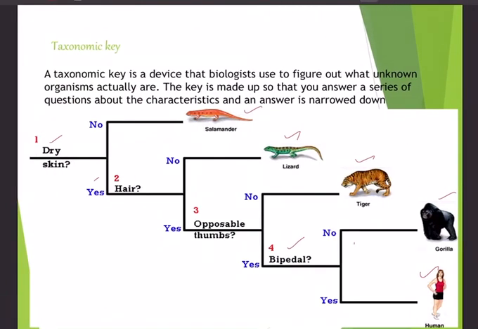Hence this is how we use various terms like taxonomical keys to arrive at the classification. So we'll see some more keys in the next class.